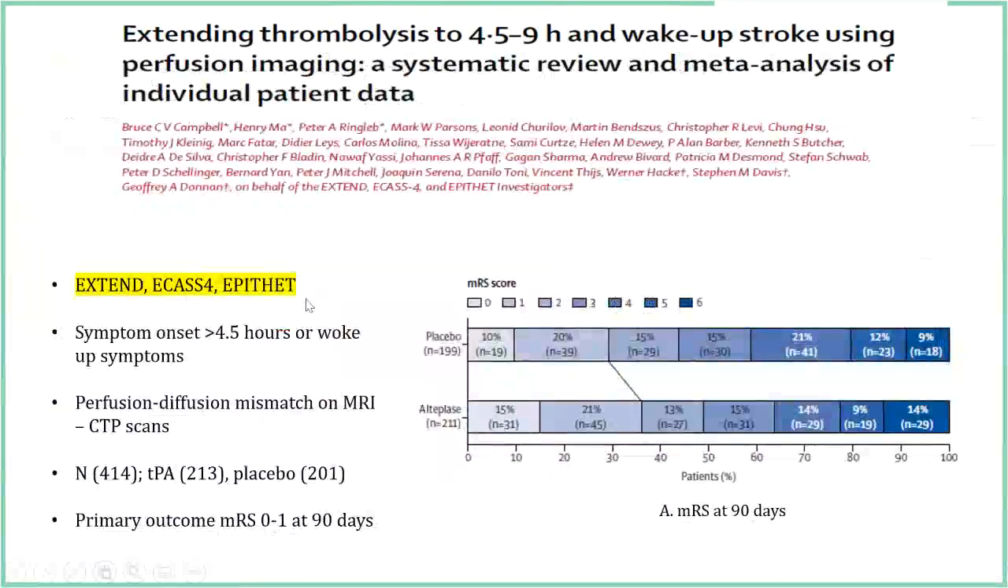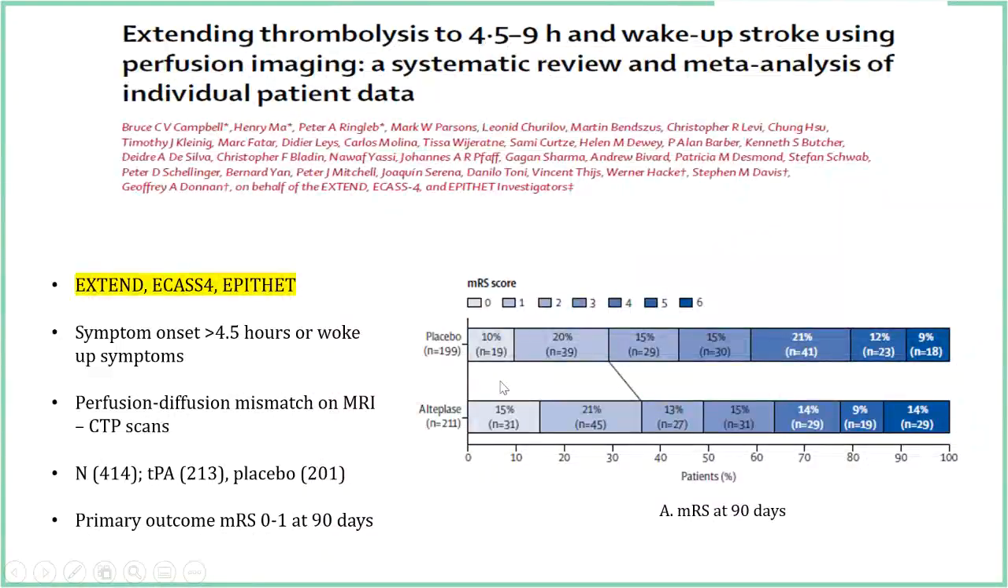We'll talk about the meta-analysis and systematic review that has been done about the use of tPA in the extended window period of time. We'll be talking about the EXTEND, ECASS-4 and EPITHET trials. The symptom onset was greater than 4.5 hours. All of these trials have used either CTP or MRI perfusion scans. The total number of patients was 440, divided into the tPA group and the placebo group.